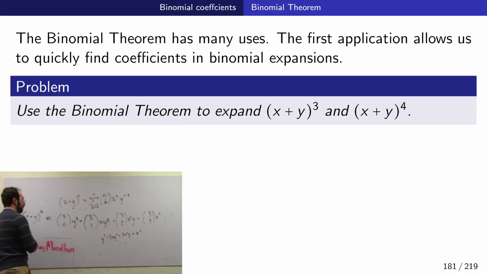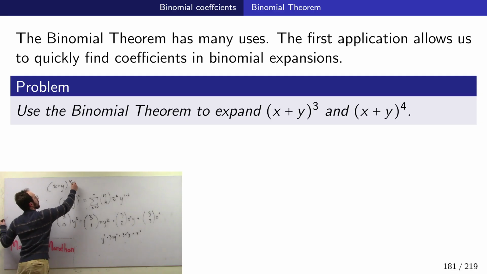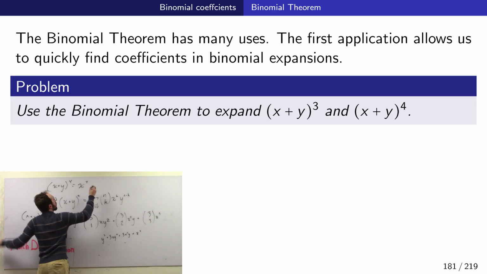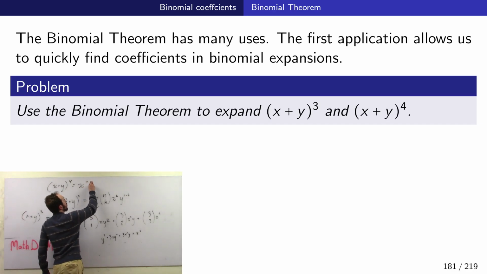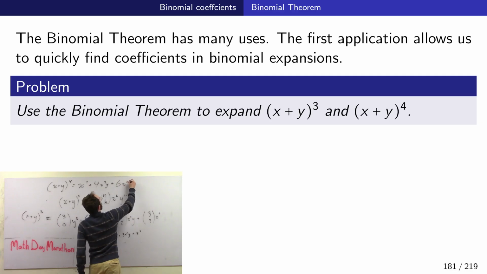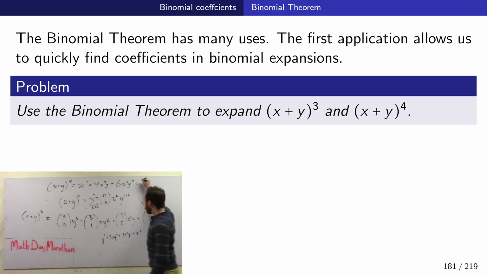And if we run through this again, and I'm not going to go through all of the rigmarole, but if we expand x plus y to the 4, I'm going to start with x's this time. Bear with me. We get x to the 4 plus 4x cubed y plus 6x squared y squared plus 4xy cubed plus y to the 4.